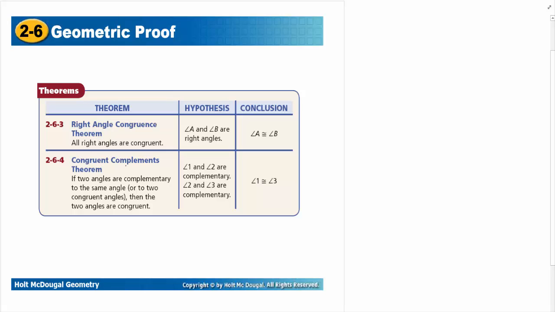And the last one, the congruent complements theorem. If angle 1 and 2 are complementary, and angle 2 and 3 are complementary, then we can say that angle 1 and angle 3 are congruent. It's very similar to the congruent supplements theorem, obviously. It would be the same proof, you'd just be adding them up to 90 and not 180 like we did on the last one. So that's your last 2 theorems for this section.